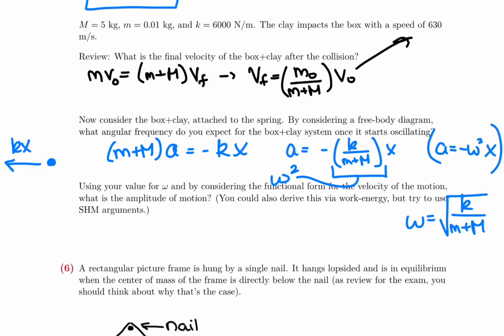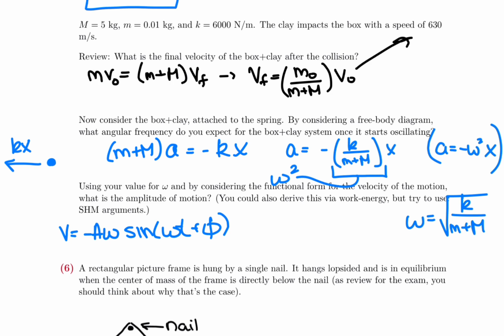Using your value for omega and by considering the functional form for the velocity, what is the amplitude of motion? So the idea here is the velocity was something like negative A omega, was it cosine? No, because the negative sign popped out, so it was sine of omega t plus some phase angle. You could figure out what the phase angle is. Turns out in this case it's going to be something like 90 degrees. That will turn the sine function back into a cosine function.